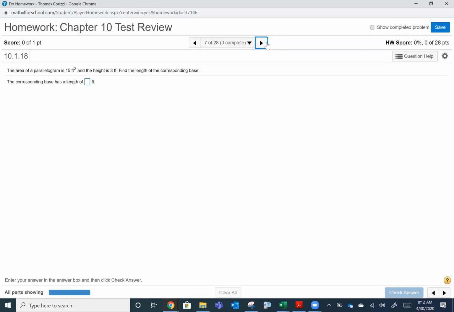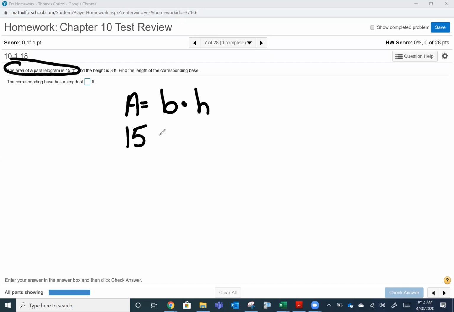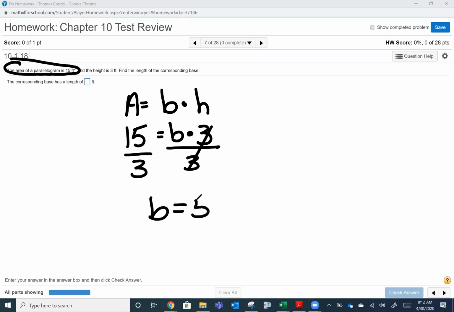I'll start off with this problem, which is just very basic. If I'm given the area of a parallelogram and the height, how do I find the base? So the area formula for a parallelogram is area equals base times height. In this problem, they didn't give you base and height. They gave you the area of a parallelogram is 15 feet squared. So that 15 represents the A for area, and the height is 3. Find the length of the corresponding base. So in this problem, you're doing 15 equals b times 3. And to solve for the base, you just divide by 3. B is equal to 5 in this problem.